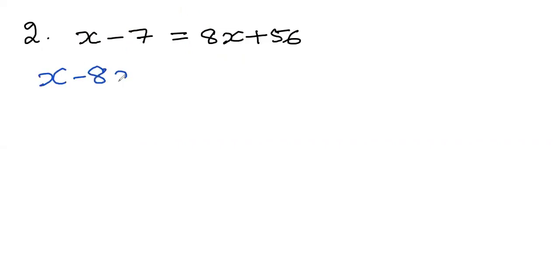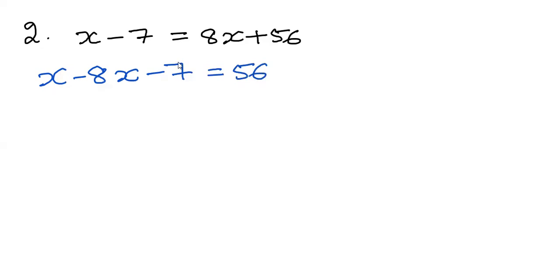Question 2: x minus 7 equal to 8x plus 56. So we are going to see what we have to do here. We have x; I will retain x here. But this is positive 8x, so when it comes on this side, it will become negative 8x. So x minus 8x, I will write minus 7 as it is, equal to 56.